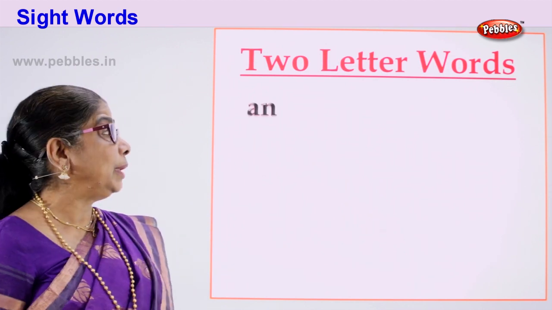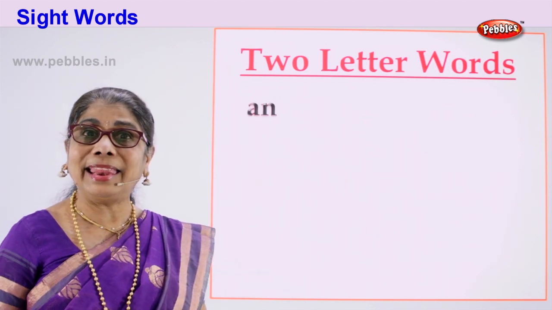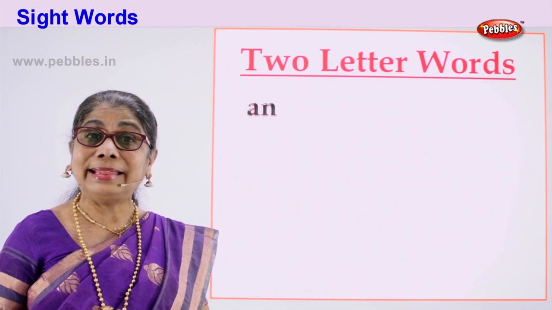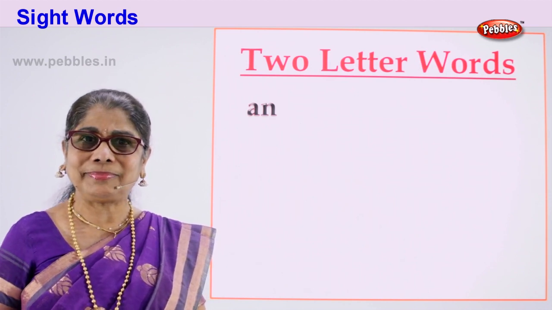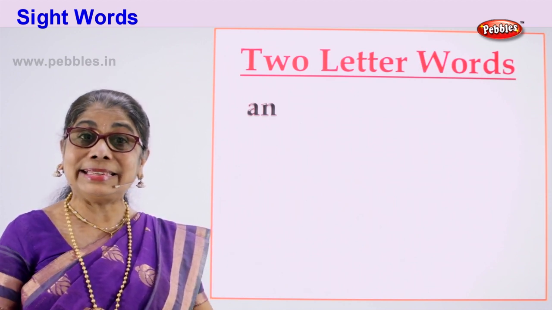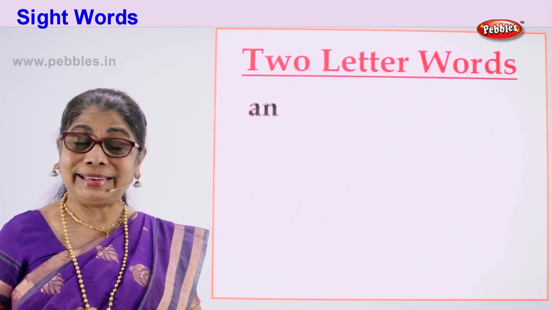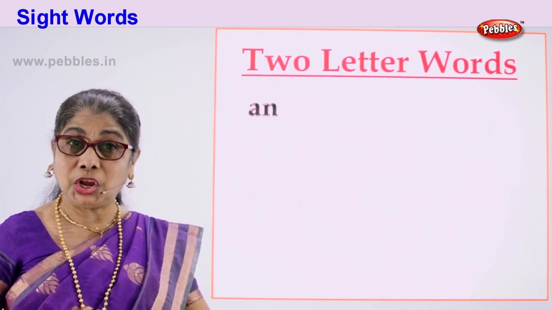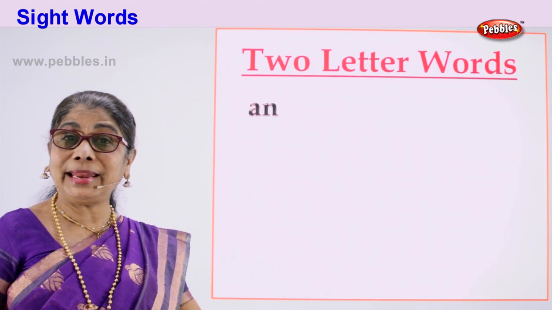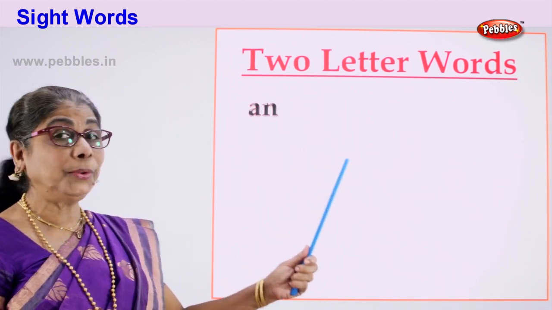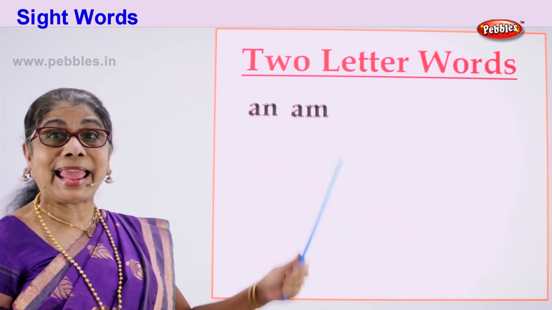Look, read for me, what is it? And. Good. And, this is an apple. And, this is an aeroplane. Okay? Now, let's look at our next word. Here we go. Quickly say, what is that?